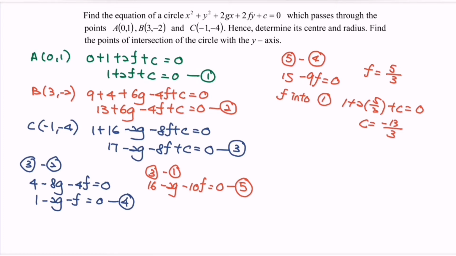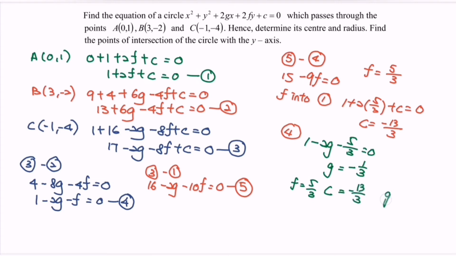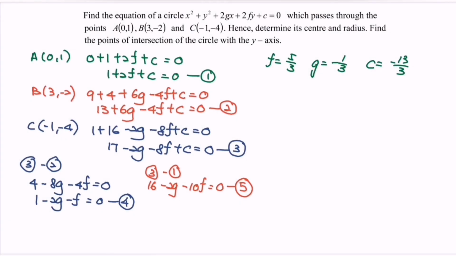Next is to substitute f into equation number 4: 1 minus 2g minus 5 over 3 equals 0. From here, if we simplify, we will have g equals -1 over 3. So we have f equals 5 over 3, c equals -13 over 3, and g equals -1 over 3. From here, we notice that the center is (-g, -f), so the center would be (1 over 3, -5 over 3).